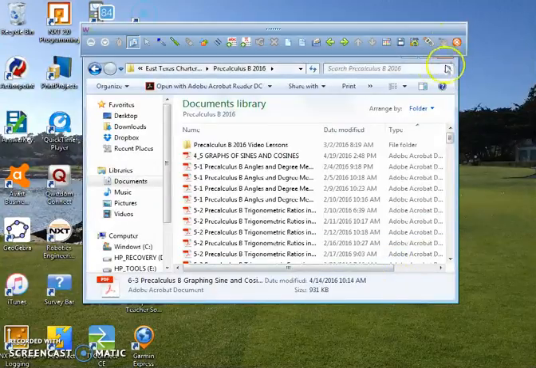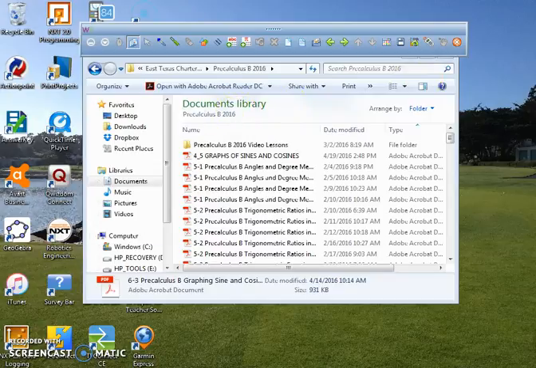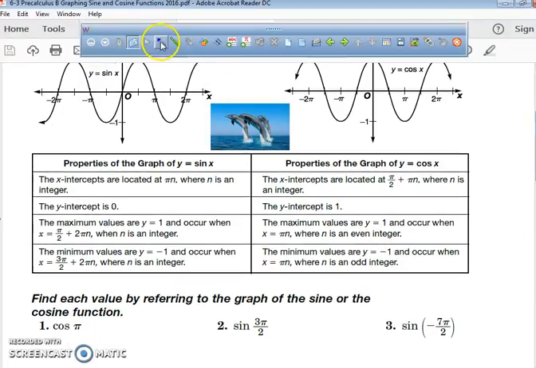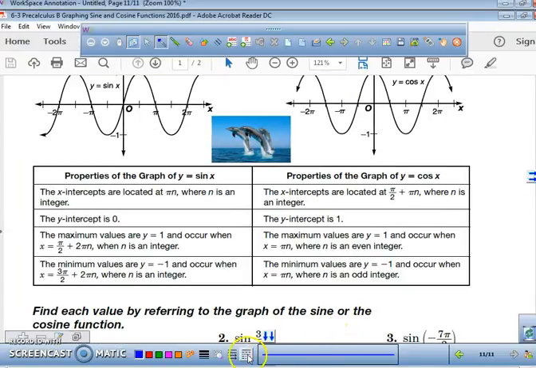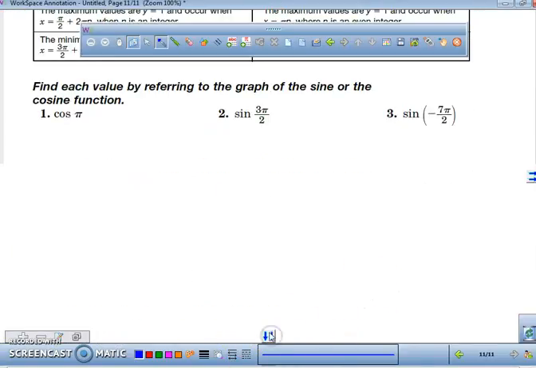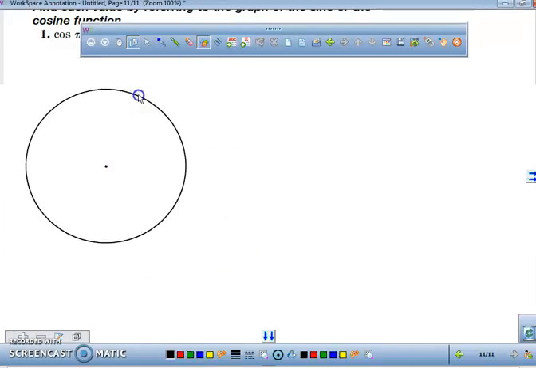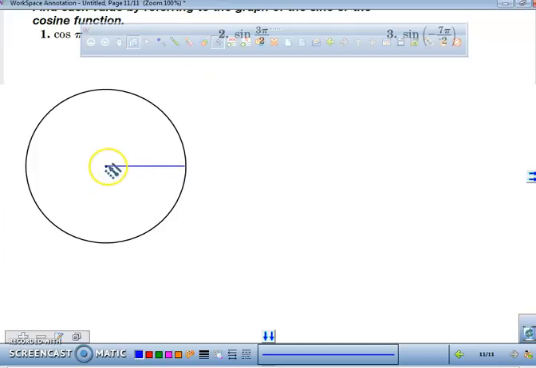So let's go back to R. There we go. Right now you have this picture, and we are going to graph our own unit circle. So we're going to go down here, and I'd like you to draw a circle. We are going to label certain things in the unit circle.